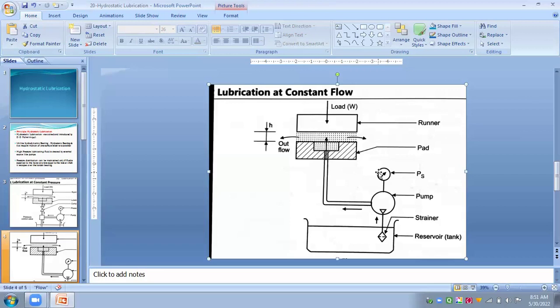With these limitations, we still have some special applications of hydrostatic bearings. They can be used in vertical turbo generators, ball mills, telescope machines, precise machine tools, force measuring equipment, gyroscopes, ultrasound tubes, and high speed dental drills operating at high RPMs. So this is regarding hydrostatic lubrication.